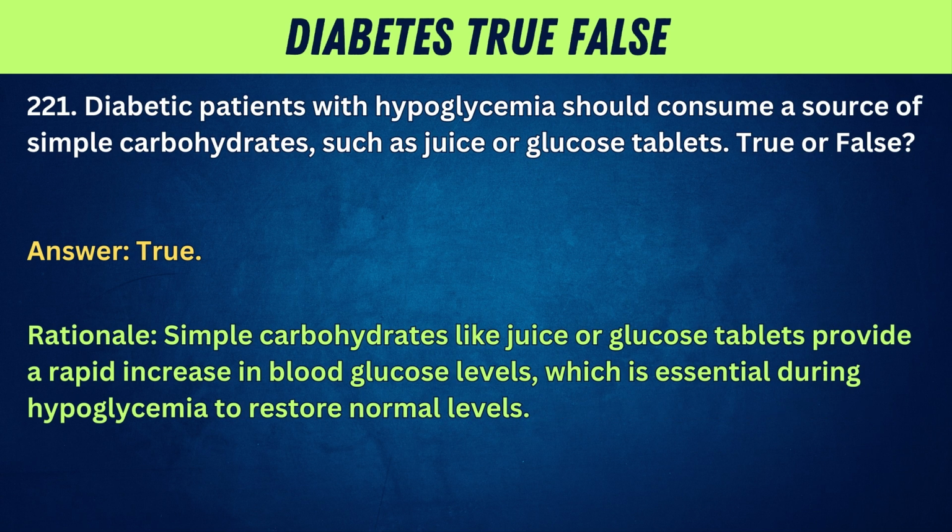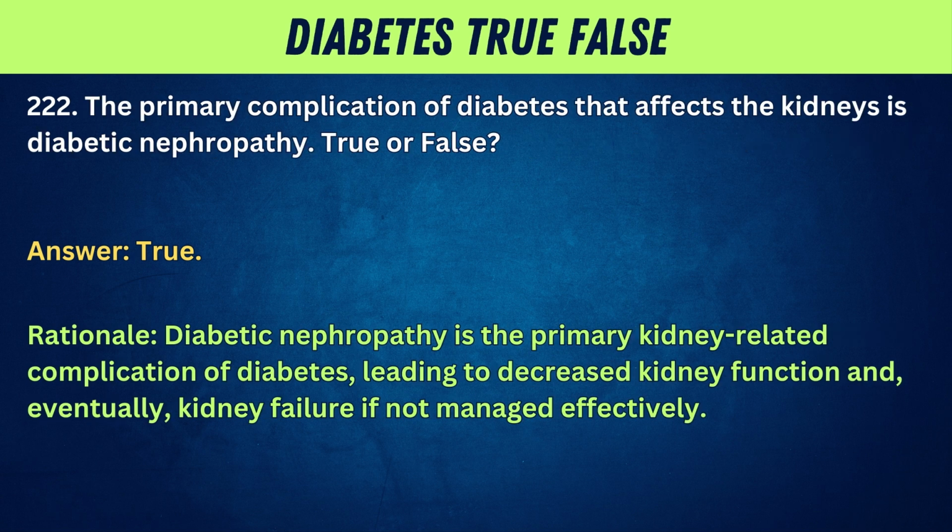221. Diabetic patients with hypoglycemia should consume a source of simple carbohydrates, such as juice or glucose tablets. True or false? Answer: true. Rationale: simple carbohydrates like juice or glucose tablets provide a rapid increase in blood glucose levels, which is essential during hypoglycemia to restore normal levels.